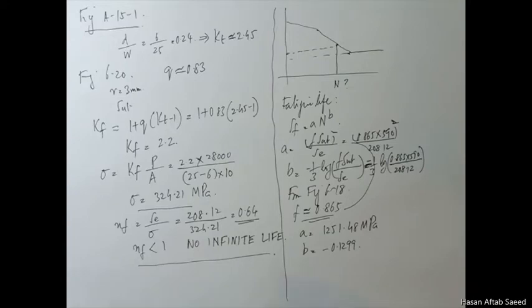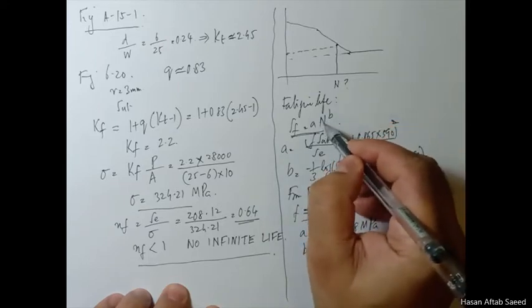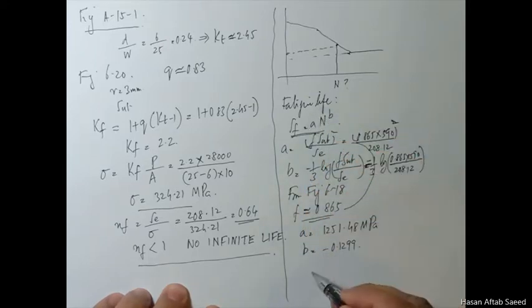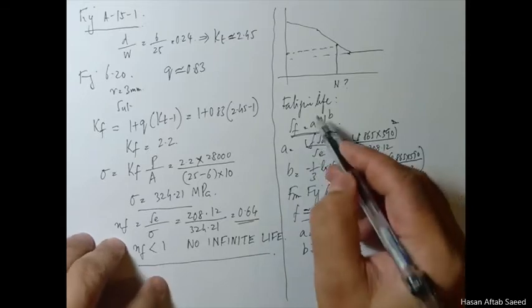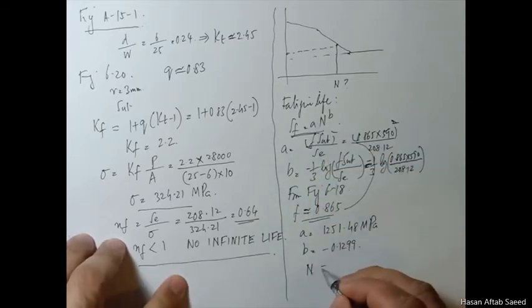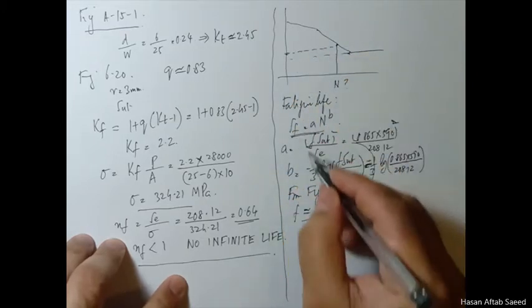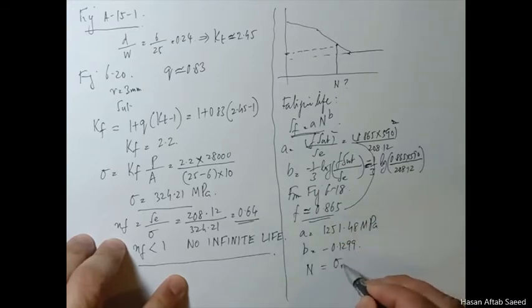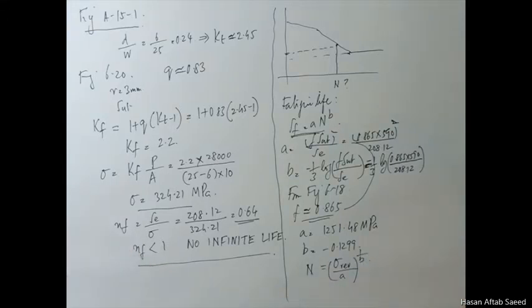So now, if you use the expression for SF, we have to reverse this expression because we are interested in the number of cycles. So let's take it to the left hand side. N is equal to, for SF, there's a convention that we write completely reversed stress, the same thing over A, this goes to the denominator.